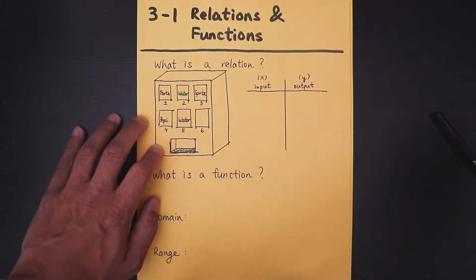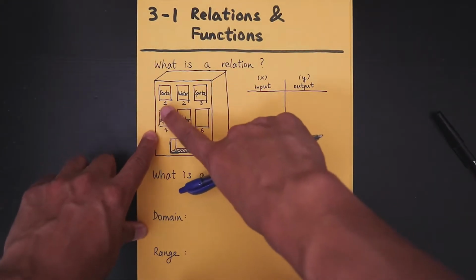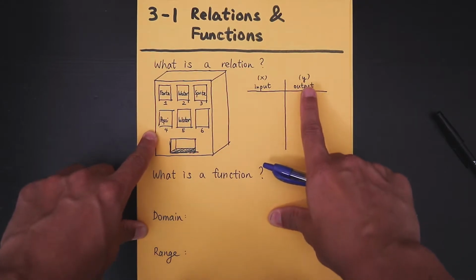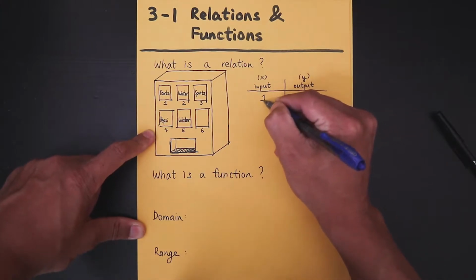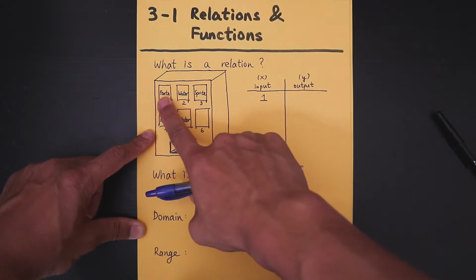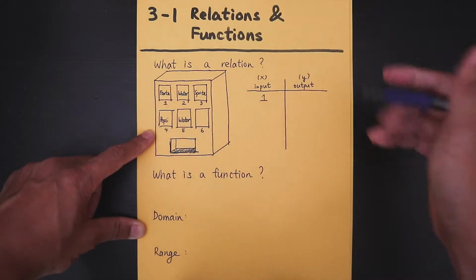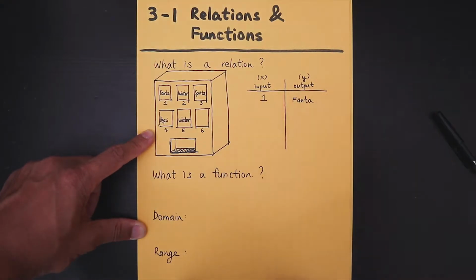So let's fill in this table where X, which is the input, is the button that you choose, and Y, which is the output, is the drink that you're getting. So let's say if I press the 1, what kind of drink will I be getting from this vending machine? So you take a look at what's inside this box, and the output is Fanta. So you press the 1, you get a Fanta.